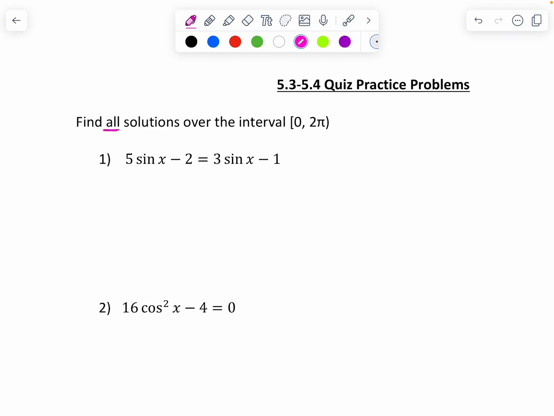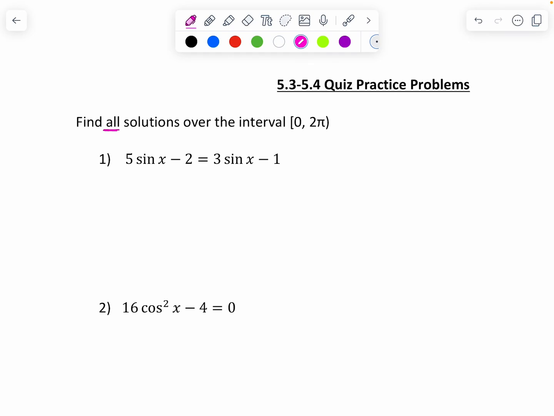And notice that 0 and 2 pi are the same point on the unit circle, but we would include 0 if that was our answer. We would not include 2 pi. So if that location comes out to be our answer, we say that it's 0, not 2 pi. We do not need to have both.